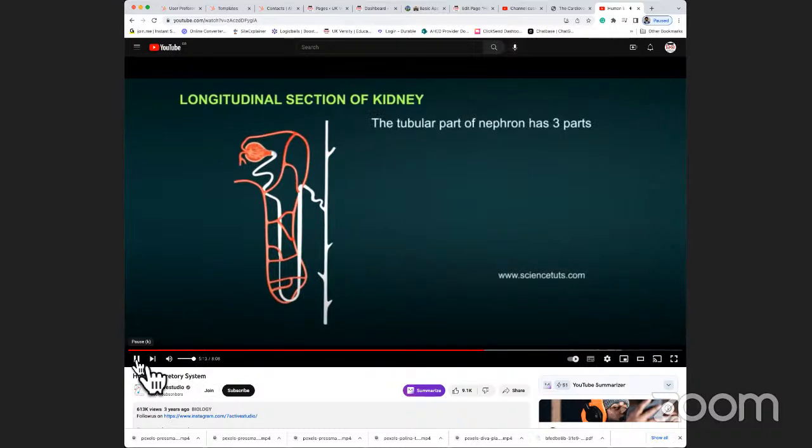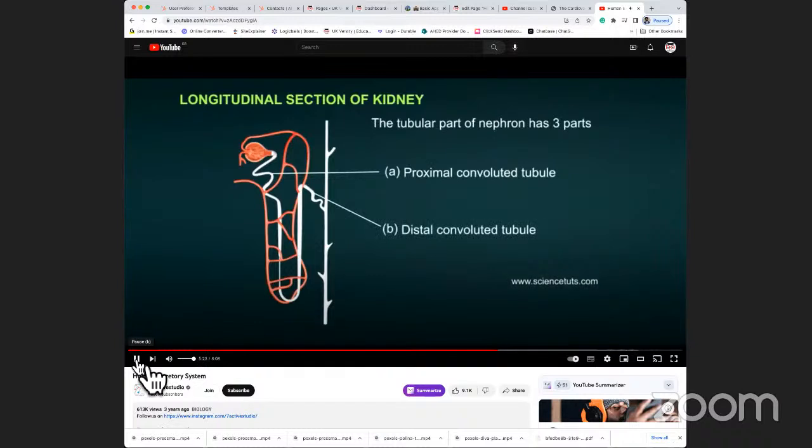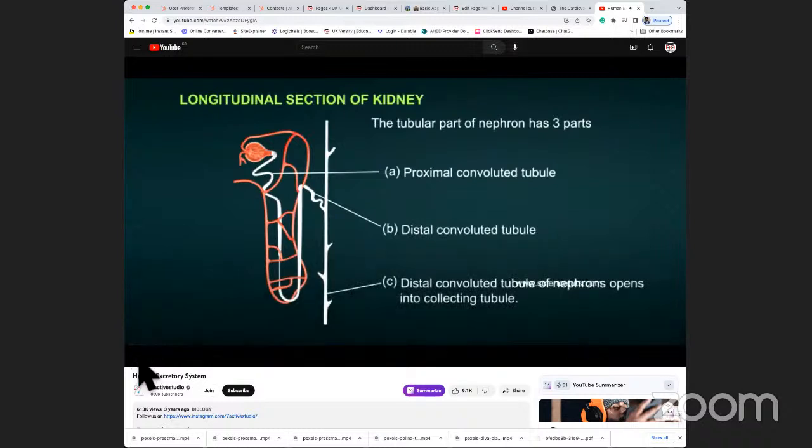The tubular part of nephron has three parts. A. Proximal convoluted tubule. B. Henle's loop. C. Distal convoluted tubule. The distal convoluted tubule of nephrons opens into collecting tubule.